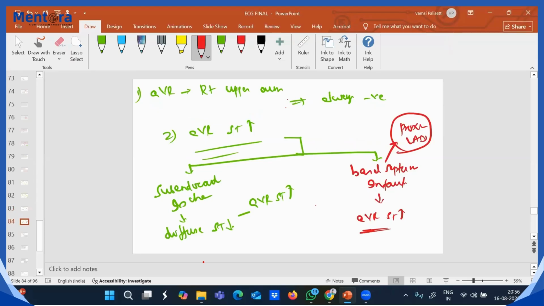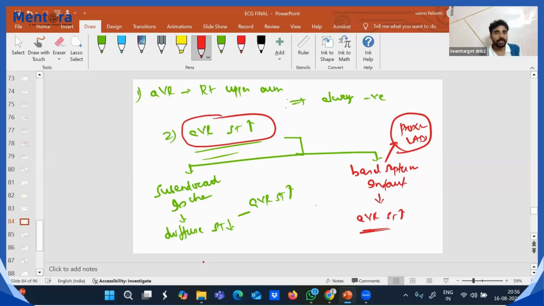Okay. Yes, sir. So again, let me repeat this. AVR ST elevation, you have to treat like a STEMI equivalent. But you have to see whenever there is subendocardial ischemia, there are global ST depressions, so that reciprocally you will see AVR ST elevation. So that is also one cause for AVR ST elevation.